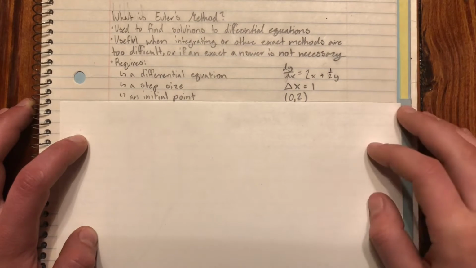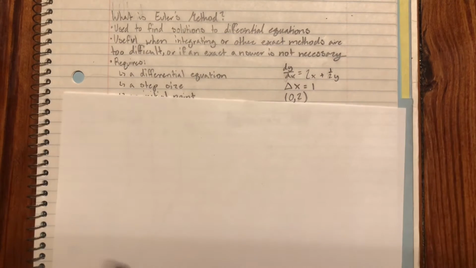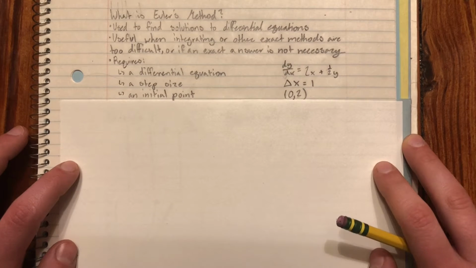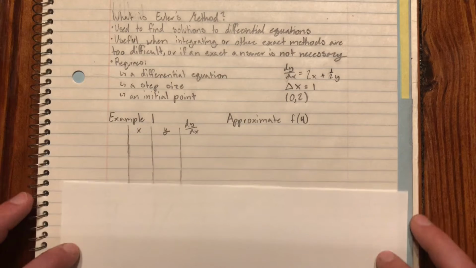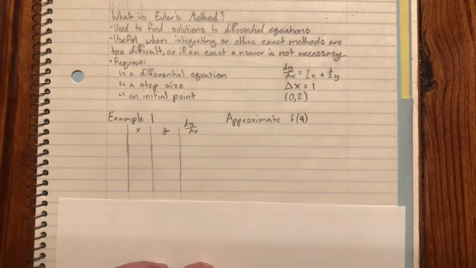Finally, Euler's method requires an initial point on your curve. This is where you will start your table and continue your calculations from. It is important to note that while Euler's method is very effective for approximating solutions, it will not give an exact value. I've set up an example problem using the examples I gave above.